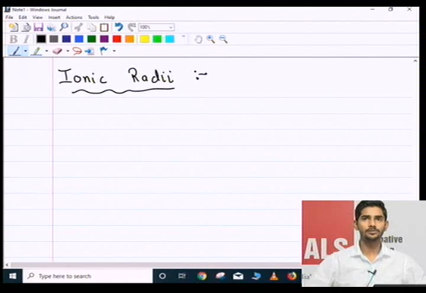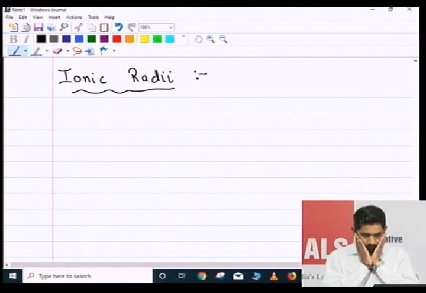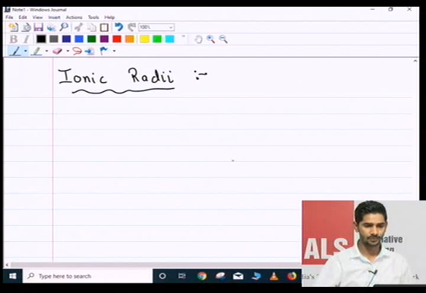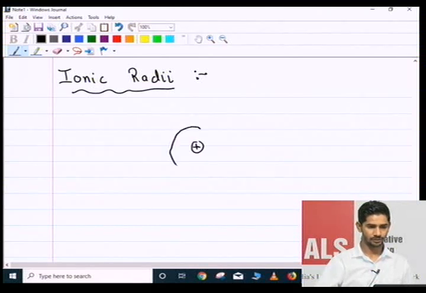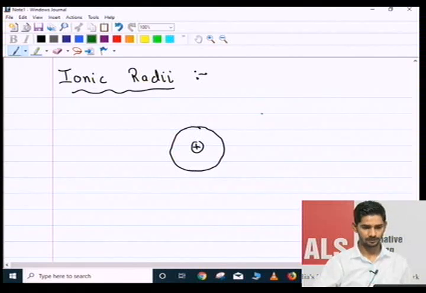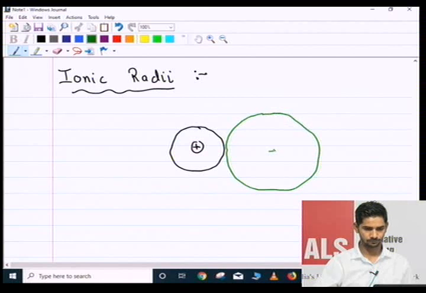So guys, the next topic is the ionic radii or the ionic size. First of all, let me clear this one. What does it mean? And guys, remember one thing. See, this is your cation, and this is your anion. Okay, cation, anion.